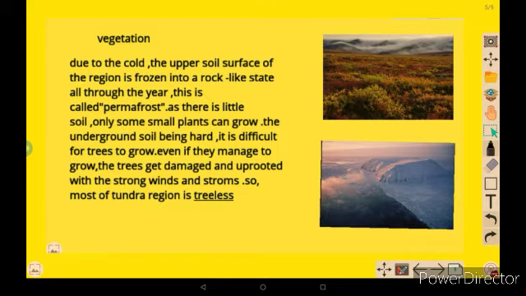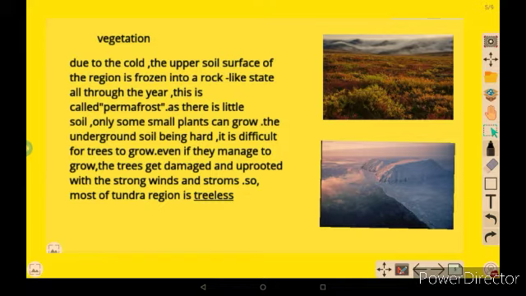So firstly, let's conclude what we have learned: what is permafrost? The upper soil of the tundra region. In short form, the upper soil of the tundra region is called permafrost. Or if you want a correct sentence, you can say the upper soil surface of the tundra region is frozen into a rock-like state all over the year. This is called permafrost. You can write this line, or that the upper soil of the tundra region is known as the permafrost.